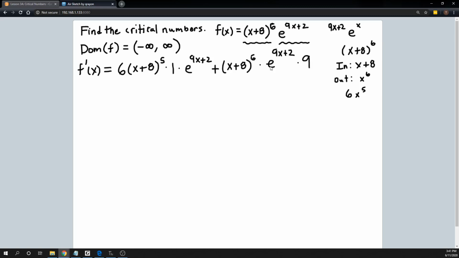The third part of the chain rule says you have to multiply that by the derivative of the inside part. And the derivative of 9x plus 2 is just 9. Okay. All right. So we are done taking the derivative. What we've got to do now is do some algebra to simplify this out.